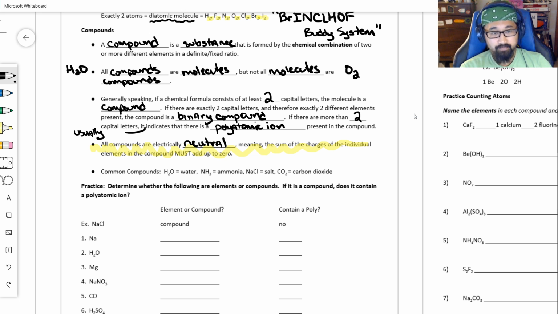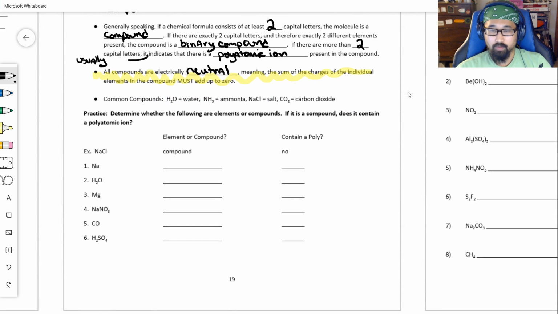All right. Now, quick, dirty exercise. Really just quick, right? Identify 6 things down here. Is it an element? Is it a compound? I'm going to ask you to pause the video. Try these in your notes. I'll do the answers in a moment.